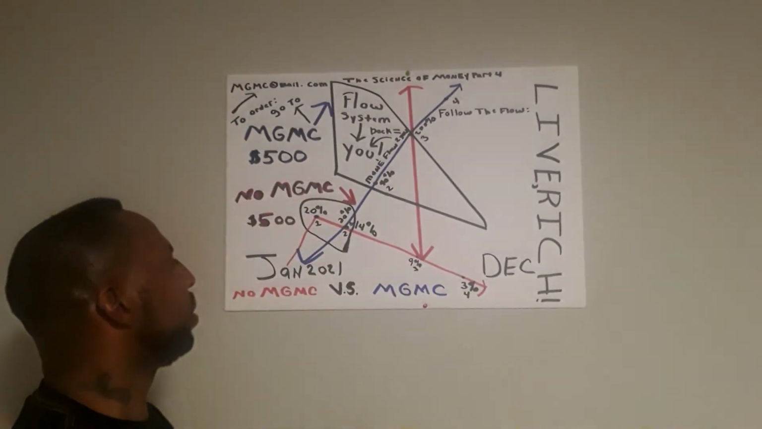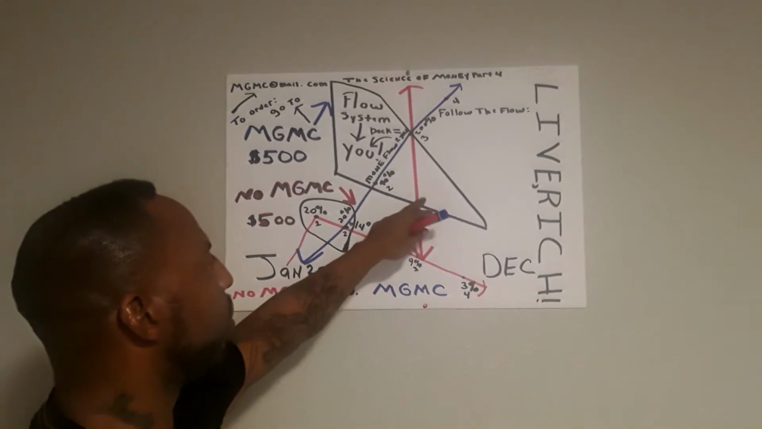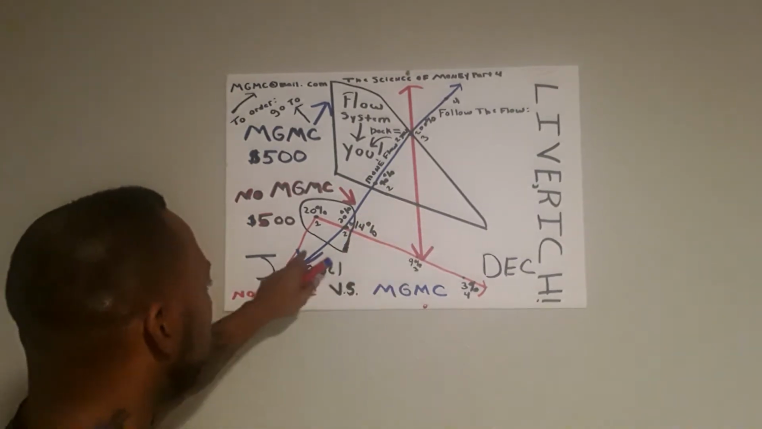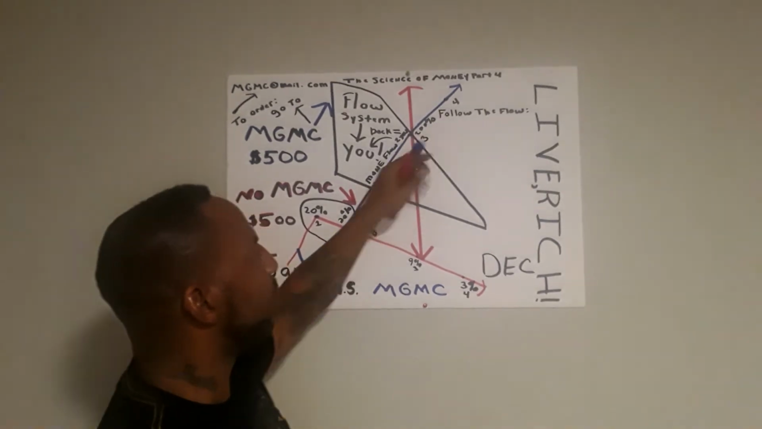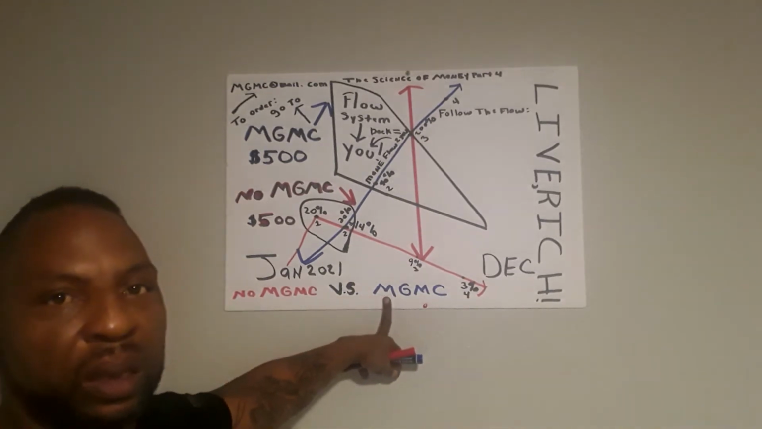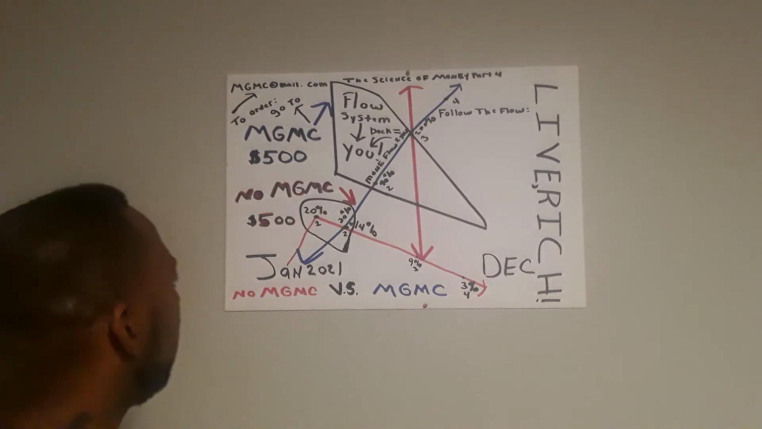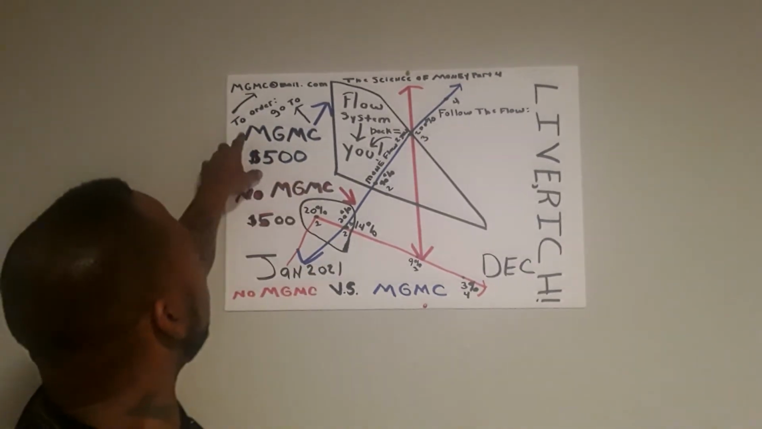So basically, the objective is to capture your money flow. See what I'm saying? And then direct it to an upward level. Follow the flow. So you want to follow the flow. And we have a method that can help you do that. It's called the mgmc.